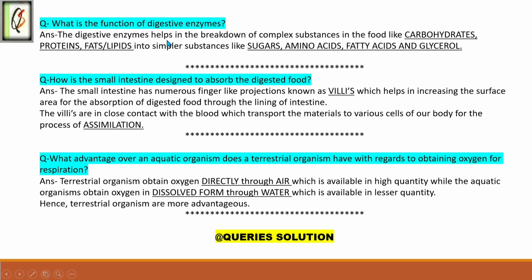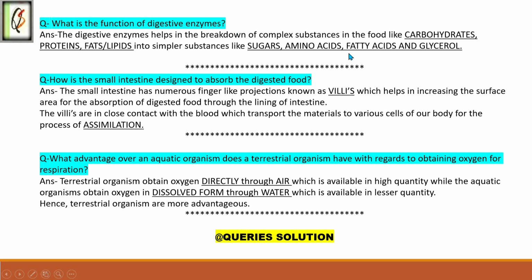The digestive enzymes help in breaking down the complex substances in the food into simple substances, right? That's the main job the enzymes are doing. They help in the process of digestion. They would increase the rate of reaction. That's the major job of enzymes mainly.